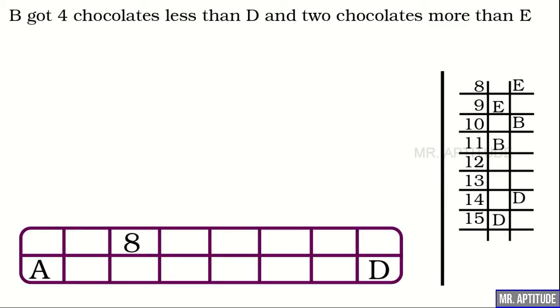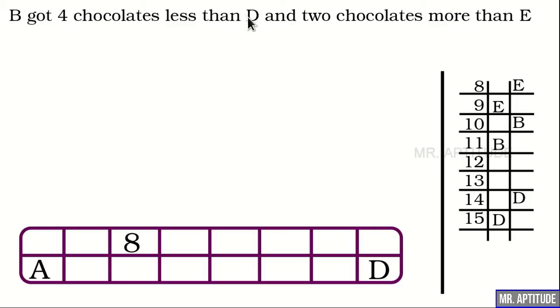As the difference between B and D should be 4, let it be one of the possibilities. If D gets 15, B has to get 11 and E should get 9, as he has got 2 chocolates less than B. And let me explain this one.